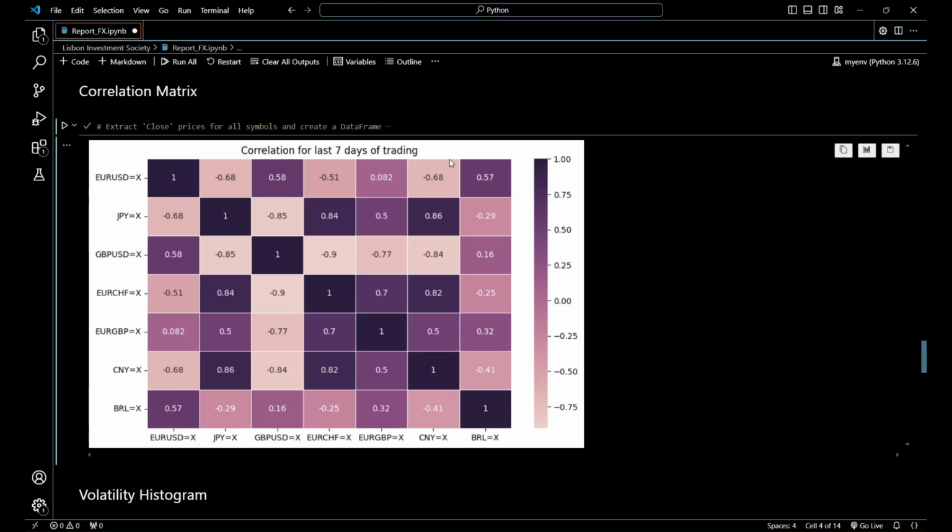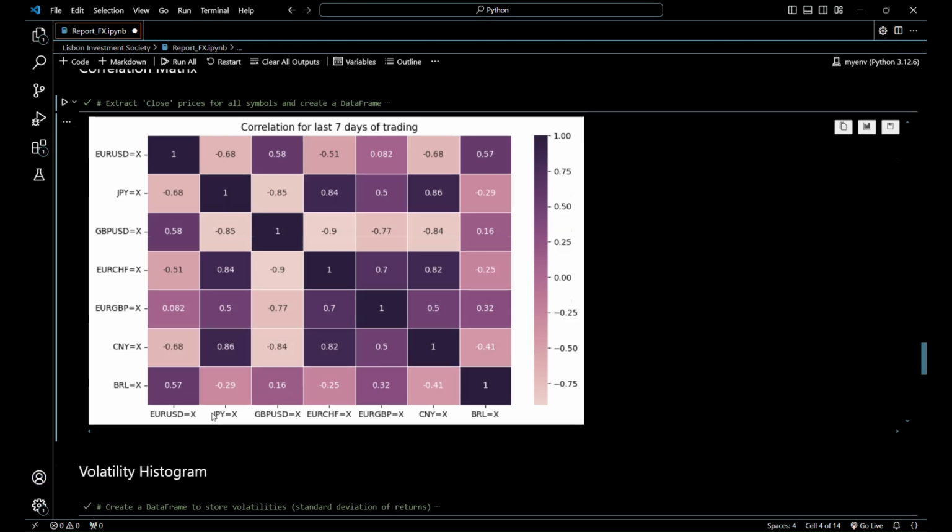After that, we can also see, for example, dollar against real, right? So we can see that there is a positive correlation here with euro against the dollar. Maybe it has nothing to do with causality, right? So you need to assess that.